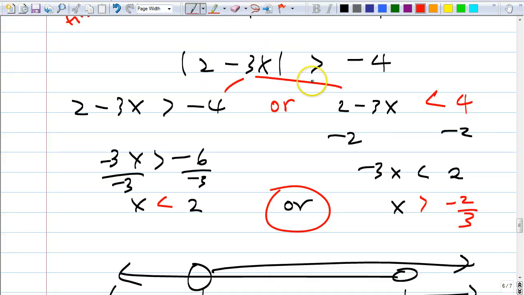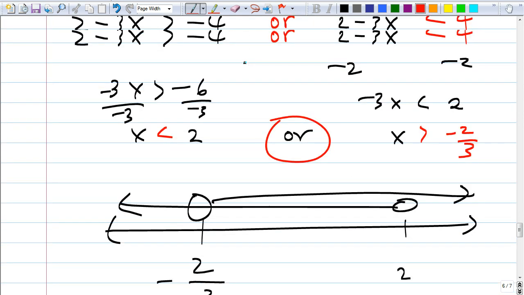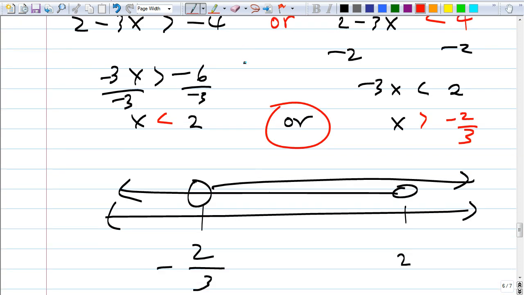this absolute value of a number has to be greater than negative 4. It kind of makes sense that any absolute value is always going to be greater than negative 4, isn't that right? That's why you could plug in any numbers here. Does that make sense? You can kind of think about it that way too. But anyway, okay, so that's it then.